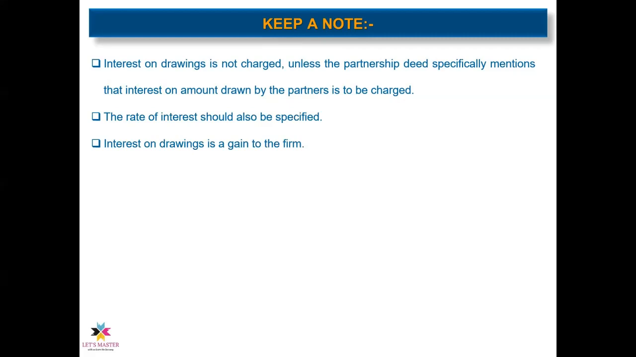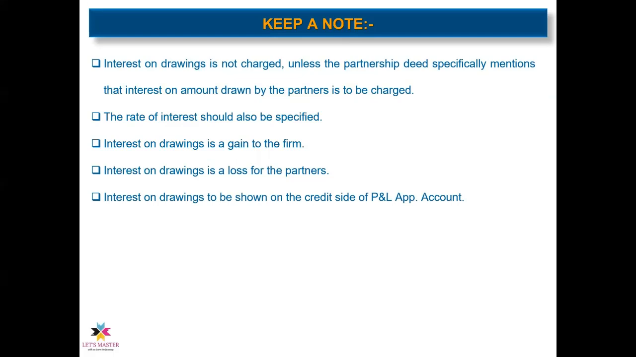Then interest on drawings is a gain for the firm, because whenever interest on drawings is charged, the firm will have some earnings. Interest on drawings is a loss for the partners because the partner will pay this amount to the firm. So it is a loss for the partners at individual level. Interest on drawings should be shown on the credit side of the profit and loss appropriation account, just what we have seen in our previous slides.